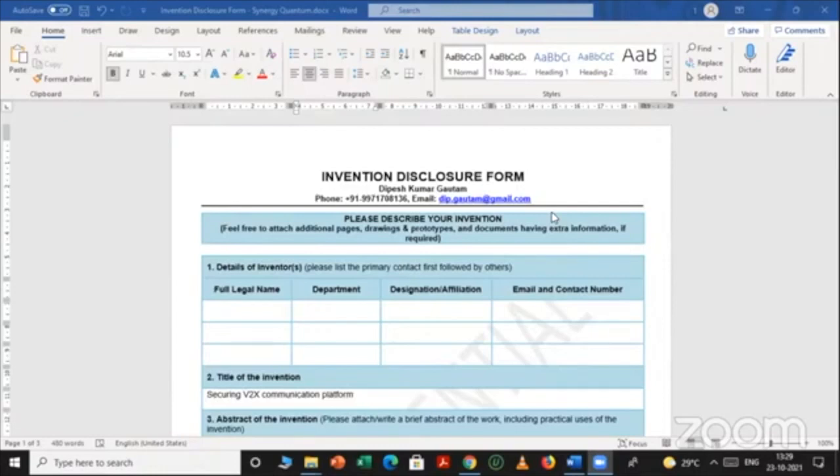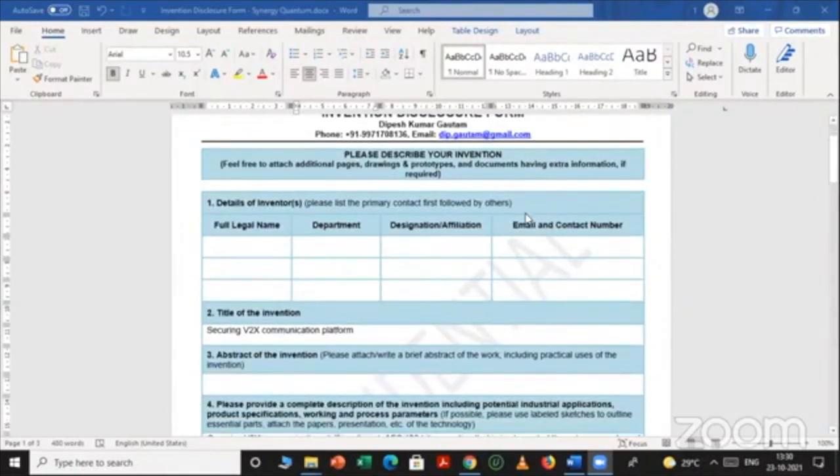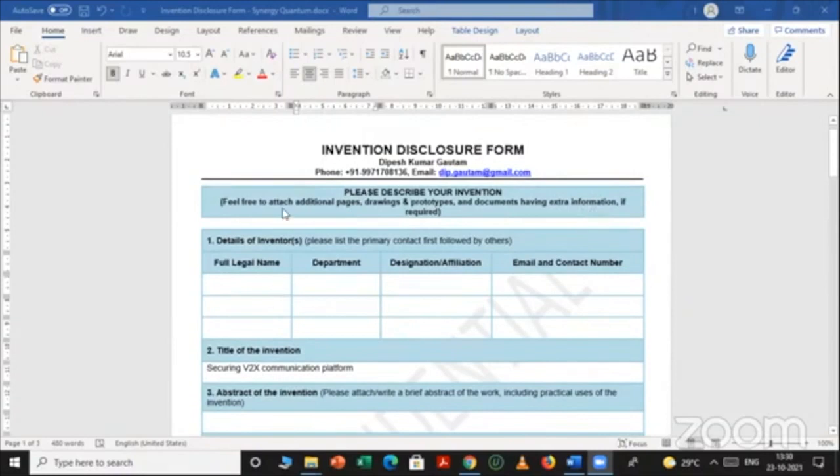I'm going to describe each and every field of this invention disclosure form, tell you why this form is very important, and how writing this form in a proper way can contribute to effective research building. As you can see on my screen, this is the invention disclosure form which I have prepared myself, and I usually share this form with our inventors or prospective clients who are willing to file a patent in their chosen field of research.